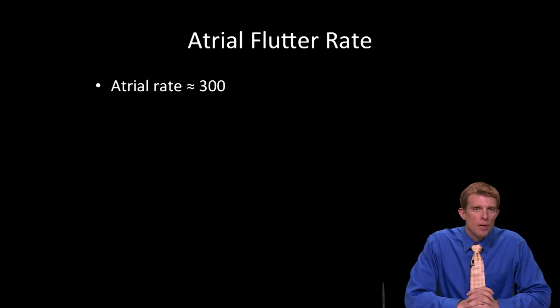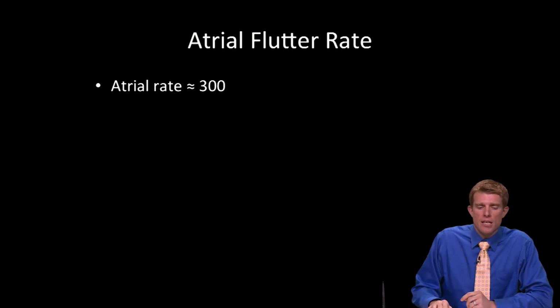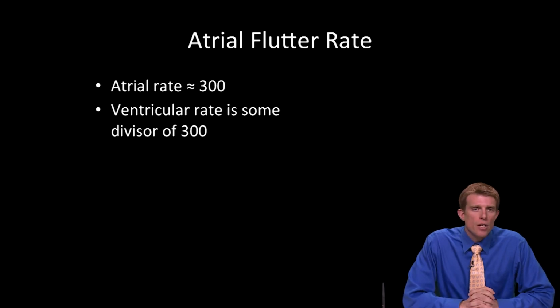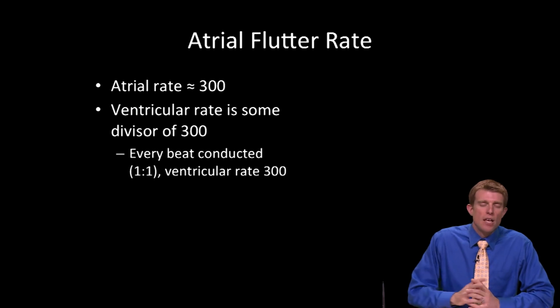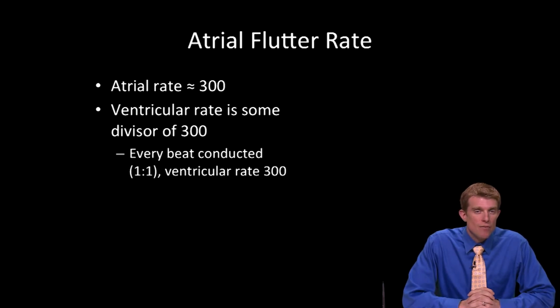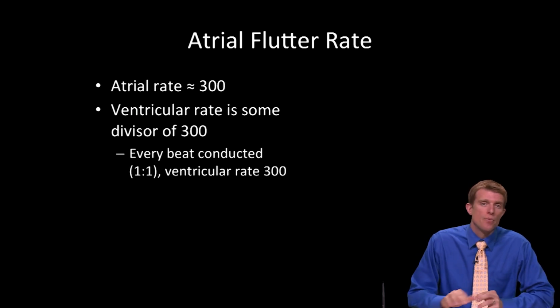So the atrial flutter rate, interestingly, tends to be very similar in patients. Now, it will go down a little bit with age, but most of the time, the atrial rate in atrial flutter is around 300 complexes per minute, maybe down to 280 in an elderly patient, but it's always up there around that 300 range. The ventricular rate then is some divisor of 300.